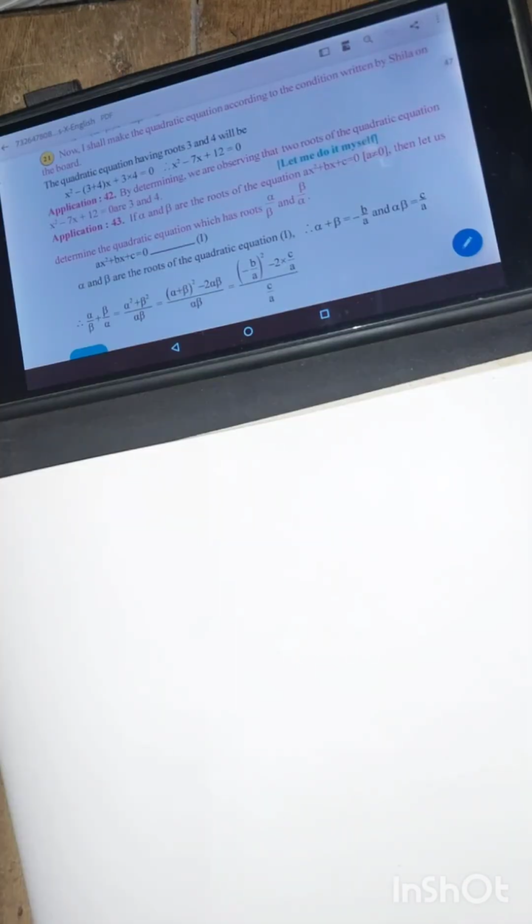Let us now do application 43, which says if alpha and beta are the roots of the equation ax square plus bx plus c equal to 0, then let us determine the quadratic equation which has roots alpha by beta and beta by alpha. Okay.